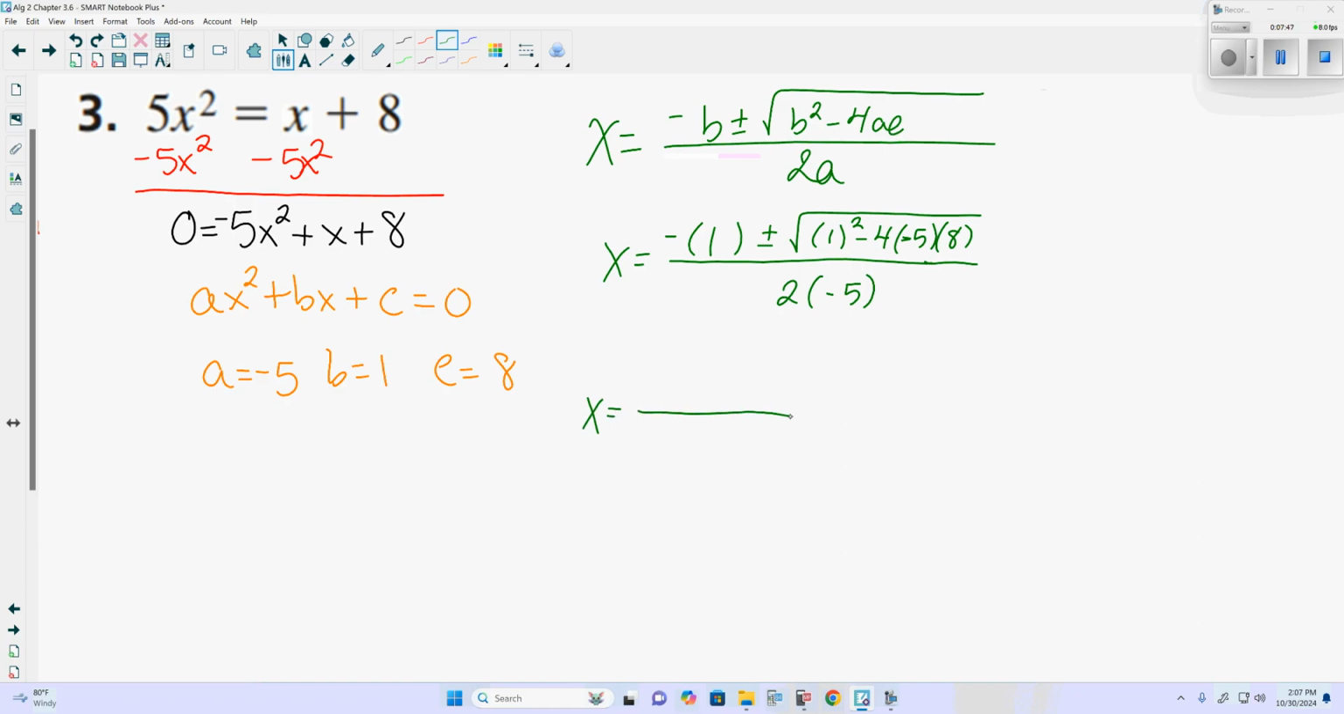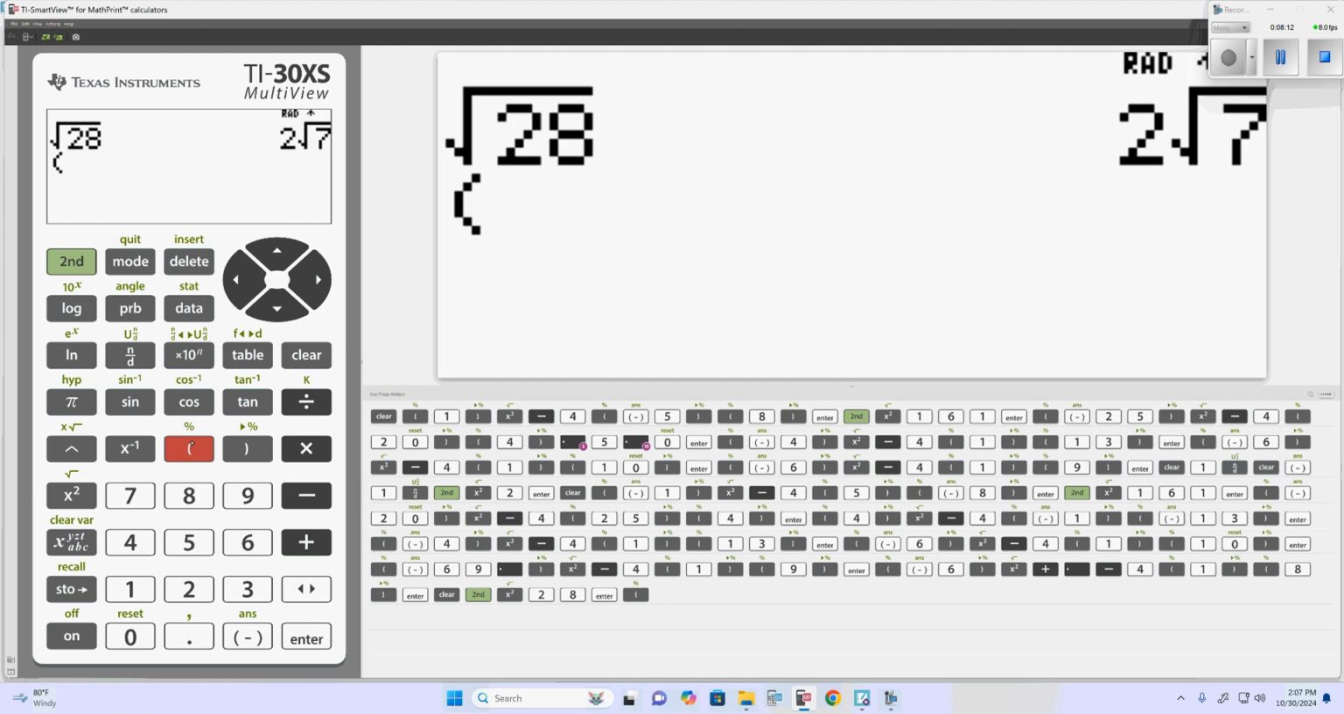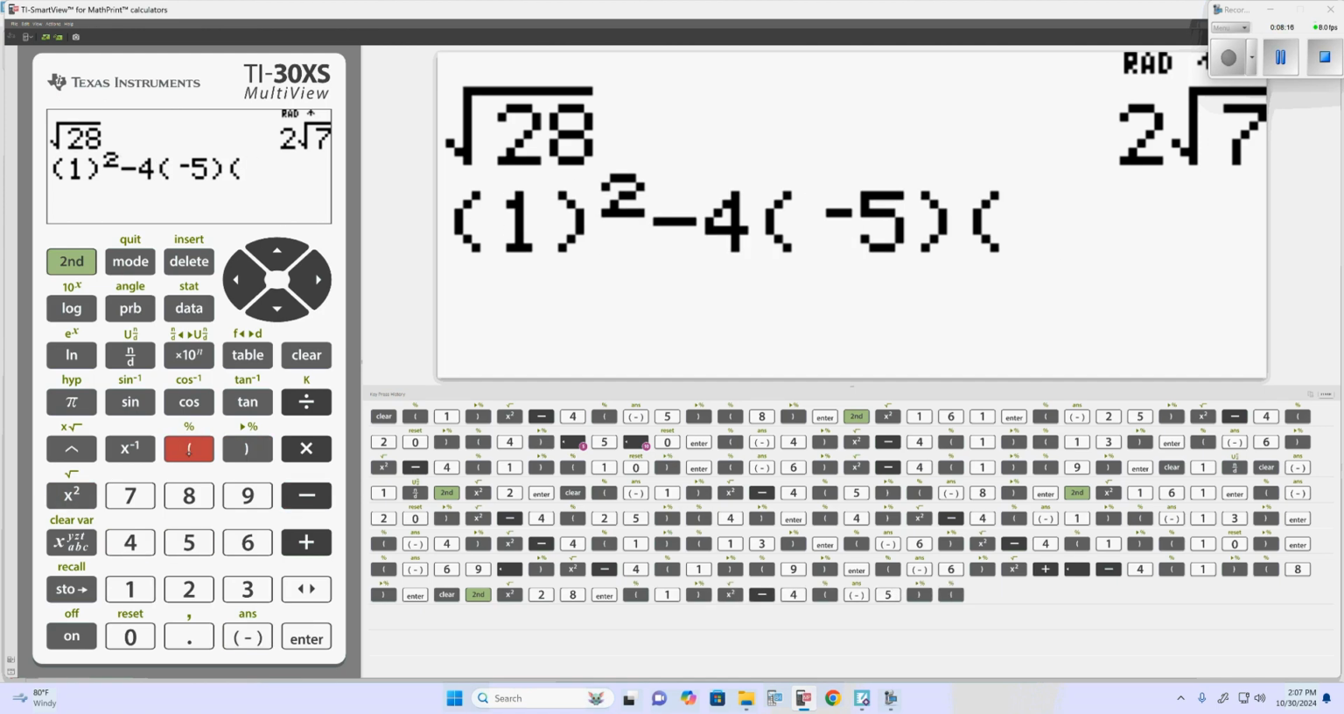Now, negative 1 is going to simplify to, well, negative 1. In the bottom, 2 times negative 5 would be negative 10. And our next thing to simplify is our 1 squared minus 4 times negative 5 times 8. So in the calculator, we can do 1 inside parentheses squared minus 4 times negative 5 times 8, which is 161.